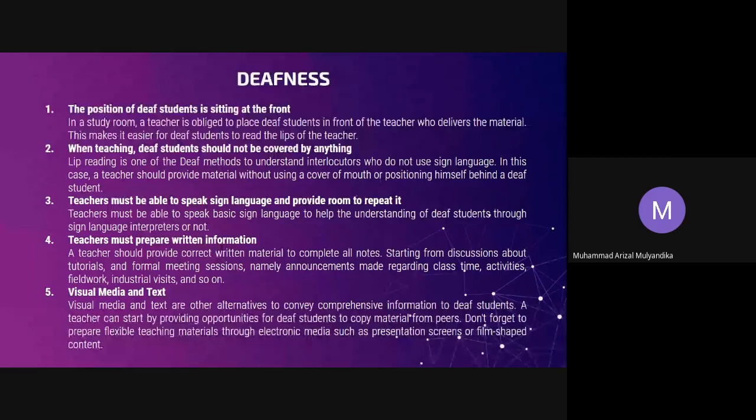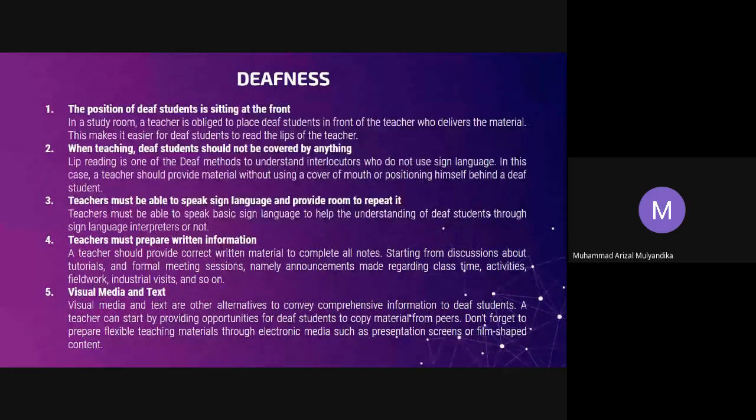Teachers should provide correct written materials to complete all notes, starting from discussion about tutorials and formal meeting sessions, namely announcements made regarding class time, activities, field work, industrial visits, and so on.